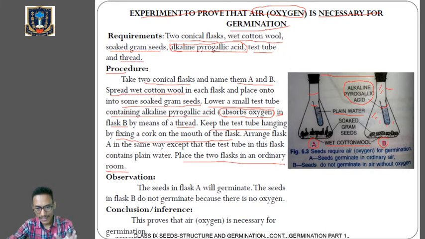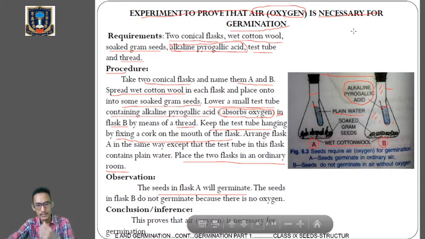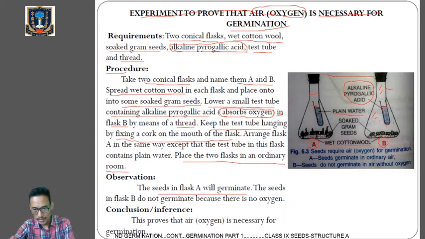Similarly, in conical flask A, we'll place the test tube, but this test tube will contain plain water instead of alkaline pyrogallic acid. So oxygen is present in conical flask A and is absent in B because it has been absorbed by alkaline pyrogallic acid. Now both the flasks will be kept at ordinary room temperature. After a few days, we'll see that the seeds in flask A will germinate. Clear? But the seeds in flask B, you can see over here, do not germinate.